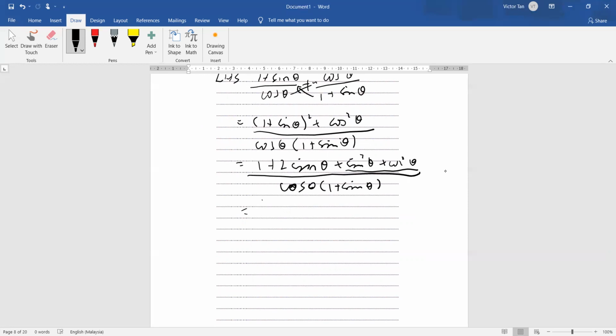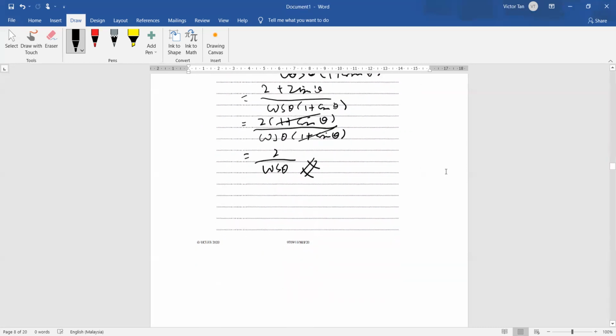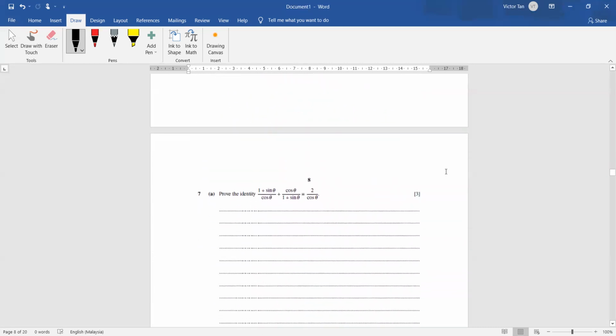1 plus 1 is 2. 2 plus 2 sine theta over cos theta (1 plus sine theta). Factorizing the numerator and cancelling off 1 plus sine theta, you have what you are looking for. Okay. Next. Prove the identity. Okay, again, same.